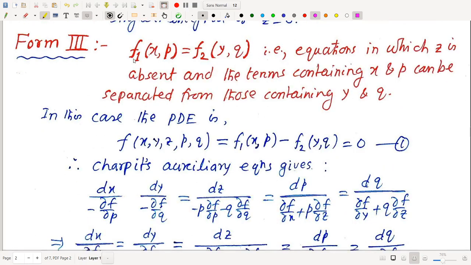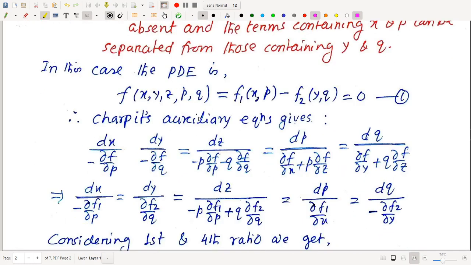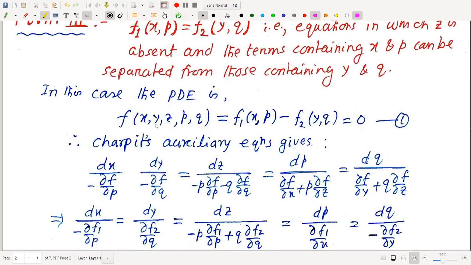Now we go to form number 3. It is f1 of x, p equal to f2 of y, q. That means equations in which z is absent, directly z absent, and the terms containing x and p can be separated from those containing y and q. Terms containing x and p on one side, terms containing y and q on another side, meaning a separable equation, you can say. In this case, the PDE is f of x, y, z, p, q equal to f1(x, p) minus f2(y, q) equal to 0.